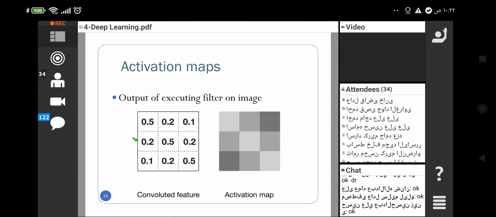Look at this example here. This is the output of the convolution. For example, I put the threshold. I said that the threshold is, let me write it here, threshold is equal to 0.1.